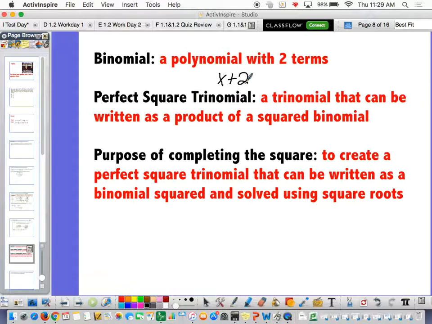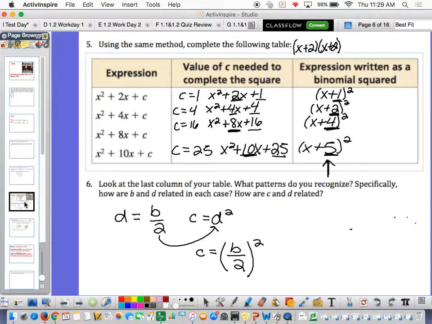Okay, so a perfect square trinomial. Well, if a binomial is something with 2 terms, then a trinomial is x squared plus x plus 1. That's a trinomial, okay? So a perfect square trinomial is a trinomial that can be written as a product of a squared binomial. So basically, a perfect square trinomial, or if we go back, that's these, okay? That's a perfect square trinomial because you can write it as a squared binomial, okay?